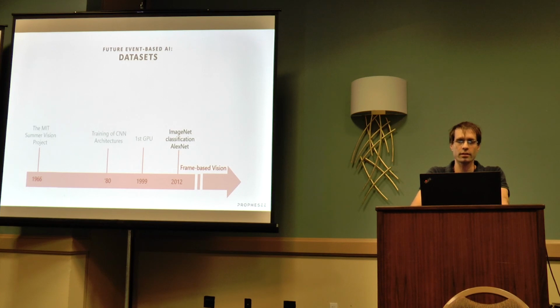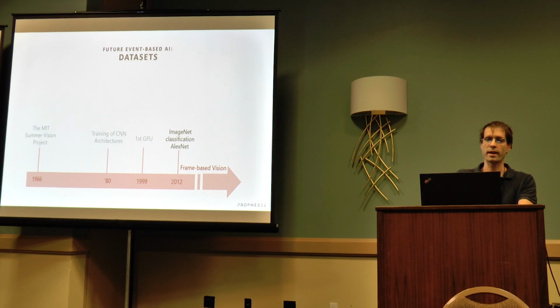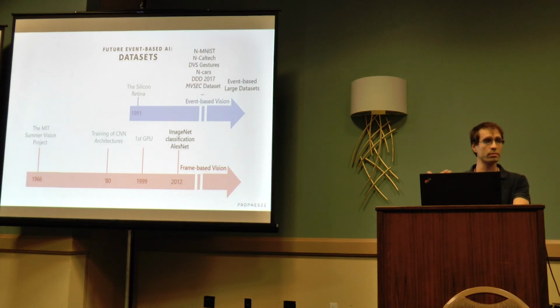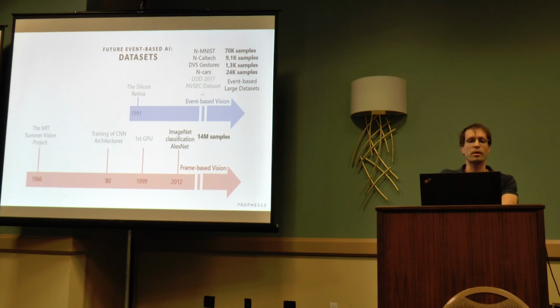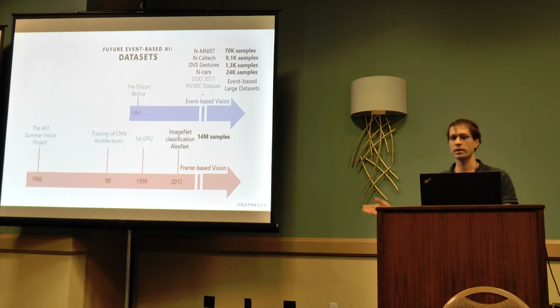Finally, the last component for modern AI is large datasets. Also here, every year we see better and larger datasets for event-based vision, but the size of these datasets is still small compared to the frame-based counterpart. For example, if you consider the problem of object classification, we see that the largest event-based datasets are a few tens of thousands of samples, while ImageNet is 14 million.